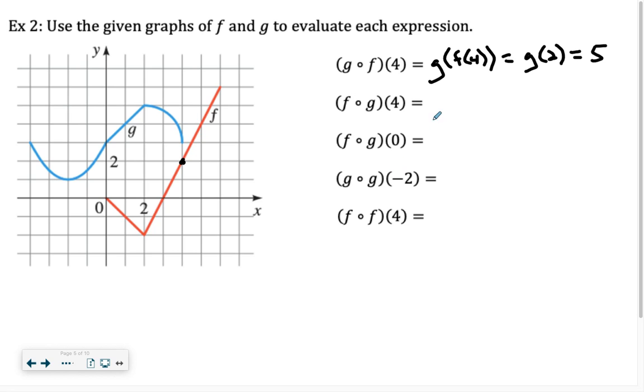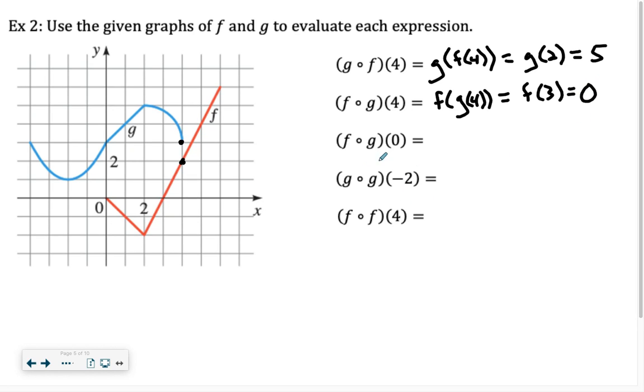Okay, let's try another one. Let's do x equals 4, but let's do f of g of 4 this time. So again, I want to find on the graph for x equals 4 what g is equal to. So for x equals 4, g is equal to 3. So that means I'm evaluating f of 3. Well, f of 3 is equal to 0 right here.